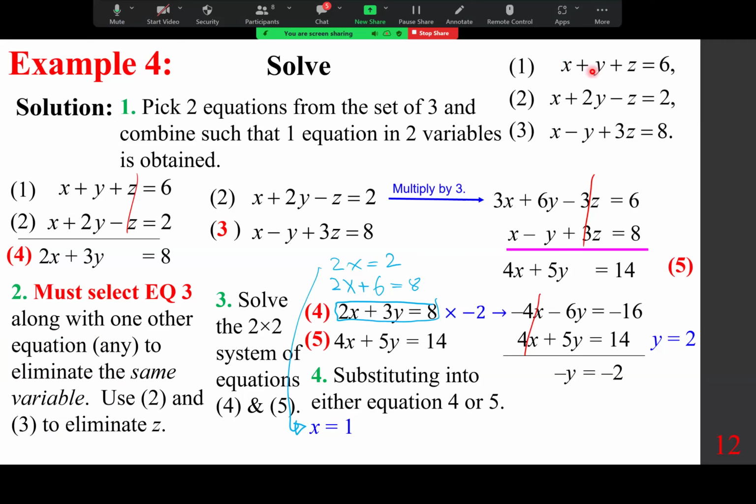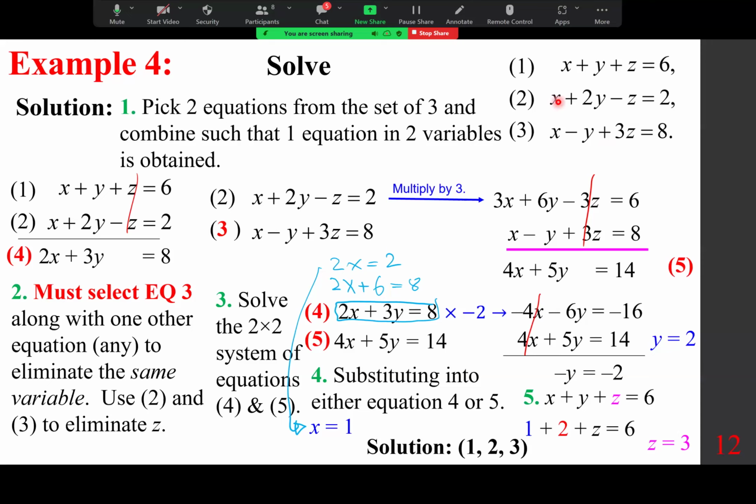The easiest one would be x plus y plus z equals 6, where x is 1, y is 2. That makes it 3. Subtracted from 6, z becomes 3, and the answer has the following solution set 1, 2, 3. And remember, we use number 1. We have to check with numbers 2 and 3 as well.